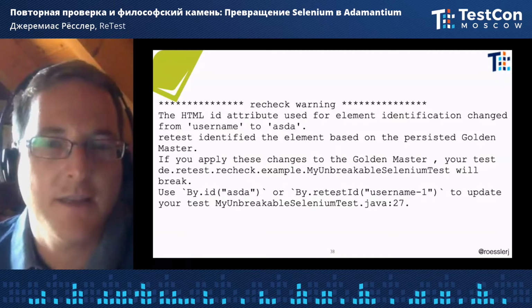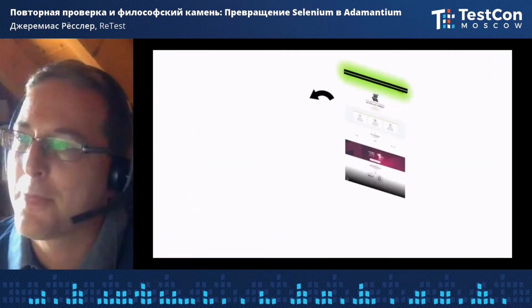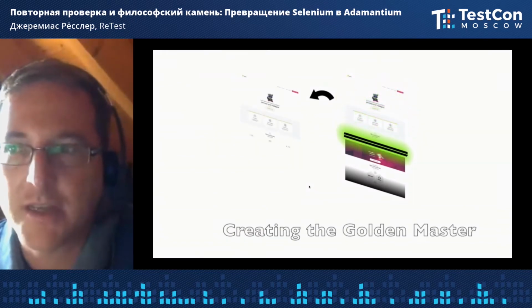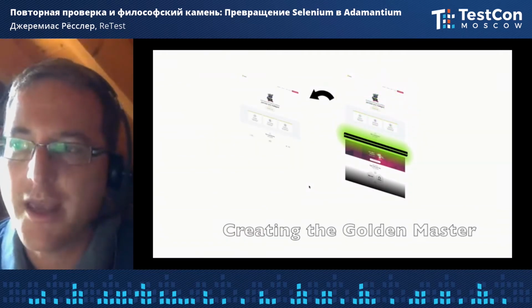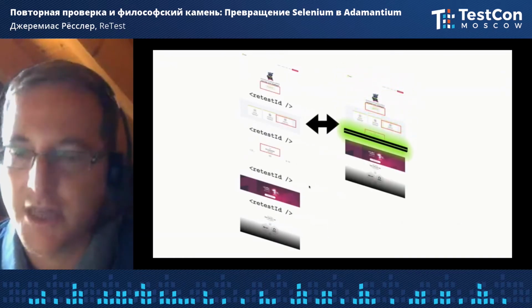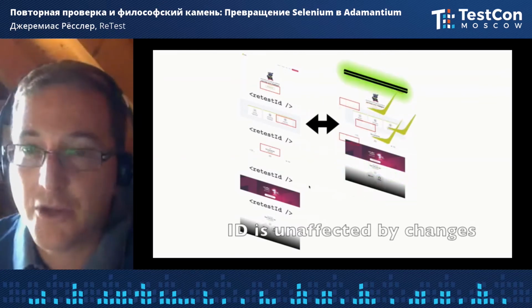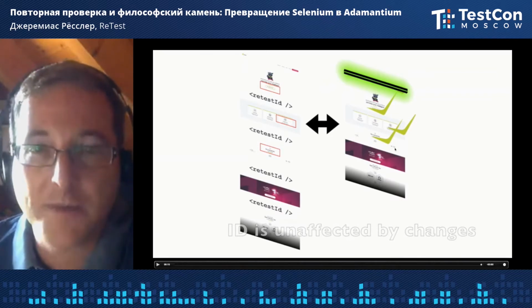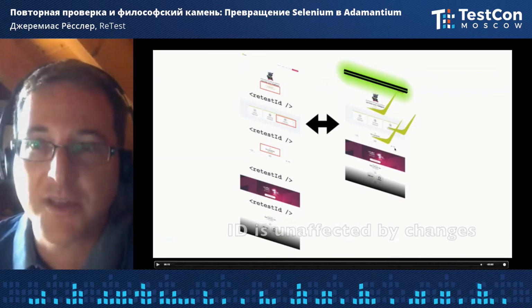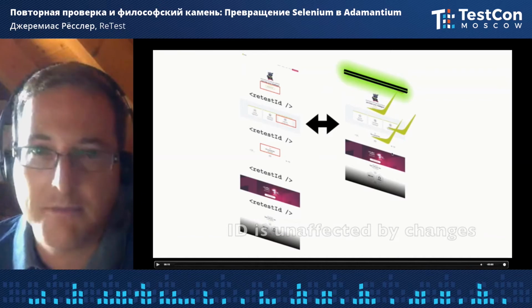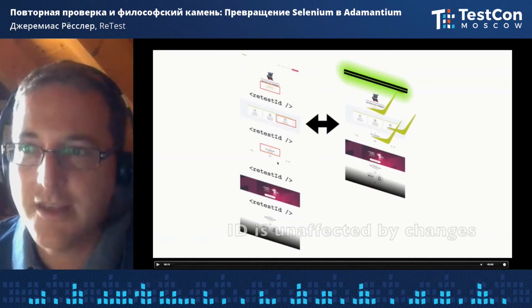And why is that the case? Because when we create the copy of the website, the golden master, we insert additional attributes, namely the retest ID, into the copy of the website. These are IDs that are not on the live website. They exist only in the copy of the website, so they can never be affected by change. Whatever happens to the live version of the website, these can never change because of that.